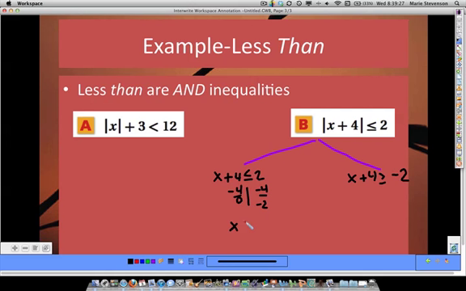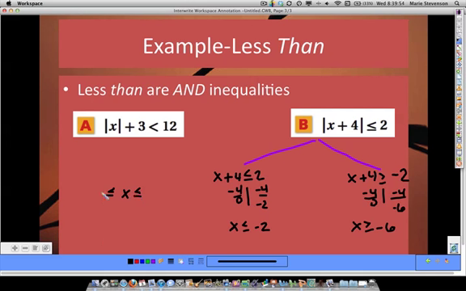So over here I get x less than or equal to -2. Over here I get -6, so I get x greater than or equal to -6. So this is an and. How do I know? Because it's a less than. So because of space, I'm just going to put my answer over here. So x goes in the middle. This is my less than. I put both of those just like that.